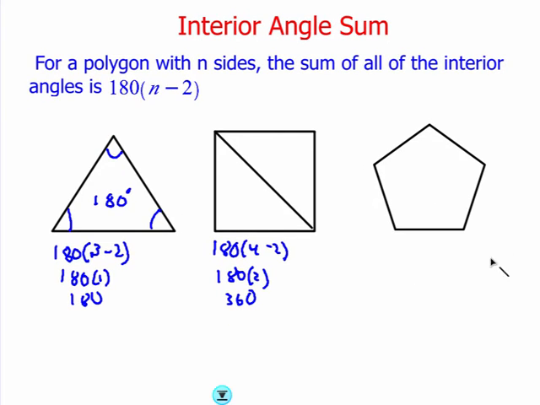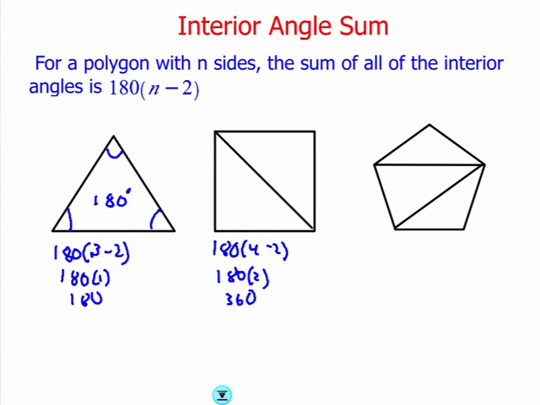Let's look at this pentagon, a five-sided shape. If I want to split this into triangles, one way I could do that is to draw a line here. So now I've got one triangle and this trapezoid, and then I can draw another line like this. Now I've got three triangles: 1, 2, 3, which is 5 minus 2.